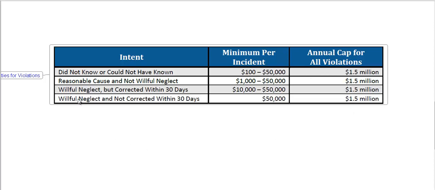Willful neglect but corrected within 30 days. Minimum per incident $10,000 to $50,000. Annual cap for all violations 1.5 million. Willful neglect and not corrected within 30 days. Minimum per incident $50,000 and annual cap for all violations 1.5 million.